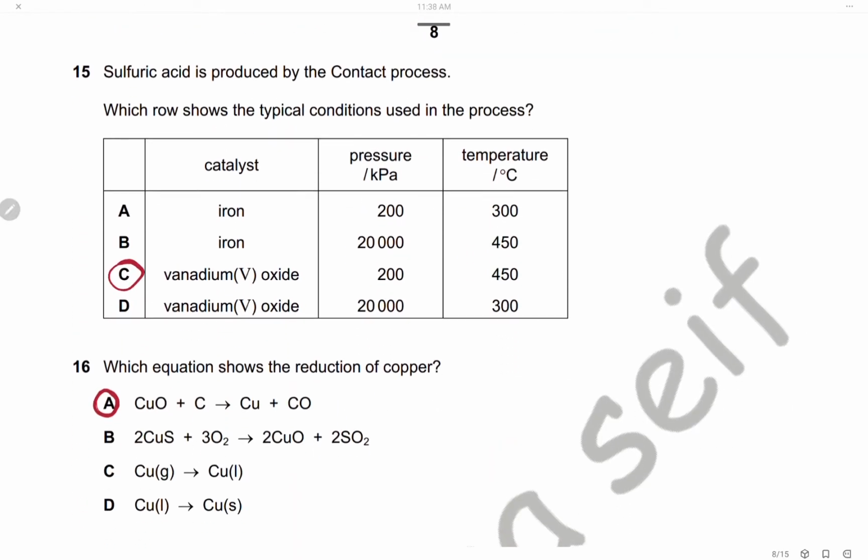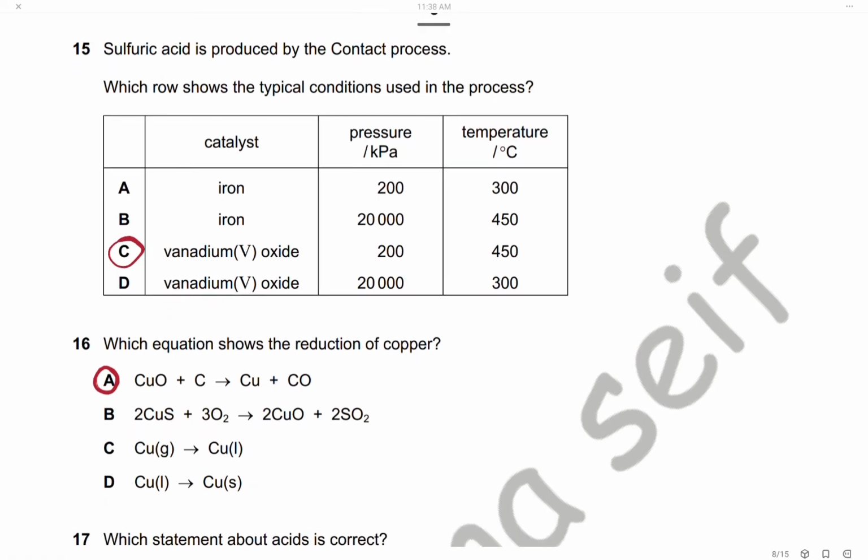Question 15. Sulfuric acid is produced by the contact process. Which row shows a typical condition used in this process? Of course, the catalyst is vanadium pentoxide, and the pressure is 200 kilopascal. That means 2 atmospheric pressure, and the temperature is 450 degrees Celsius. So the answer is C.